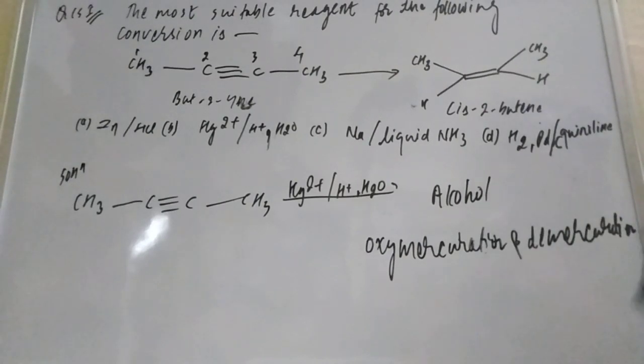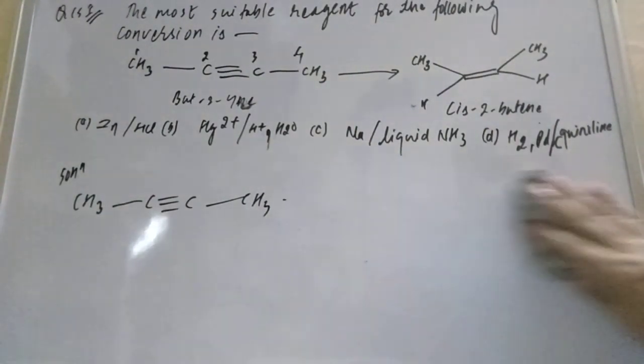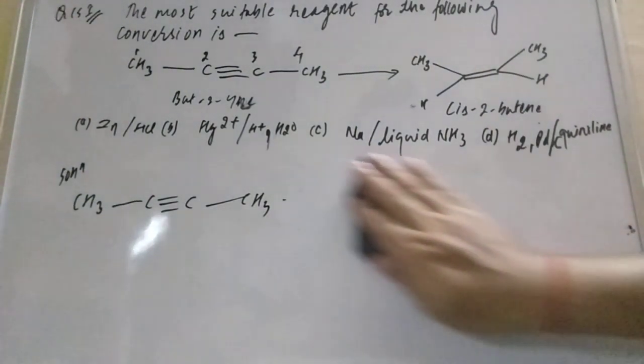Student, one more option they have given is sodium and liquid ammonia. Sodium and liquid ammonia is the example of what, student? This is an example of Birch reduction. And if you talk about the Birch reduction, this cannot be used for the cis. It is always used for the trans alkene. So here, if you remove this and use sodium and liquid ammonia.